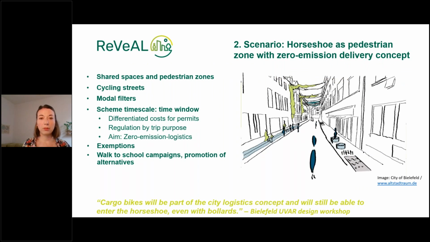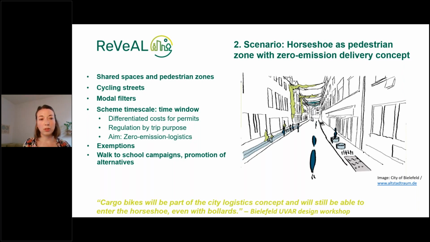The second scenario and the third scenario are building on the first one. The second one is a horseshoe as a pedestrian zone with a zero emission delivery concept. We have shared spaces and pedestrian zones in there, cycling streets, and again, model filters, maybe this time as movable bollards. Maybe at some places flower pots would be enough. And this will be combined with a time window scheme. So delivery vehicles, for example, could only access at certain times, maybe early in the morning.